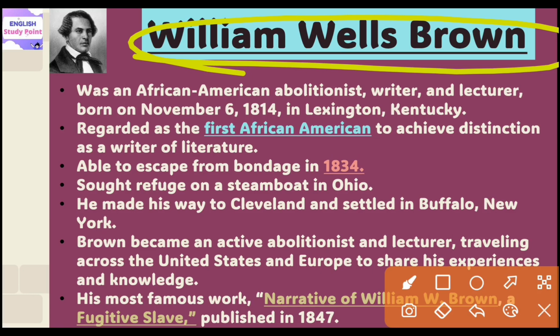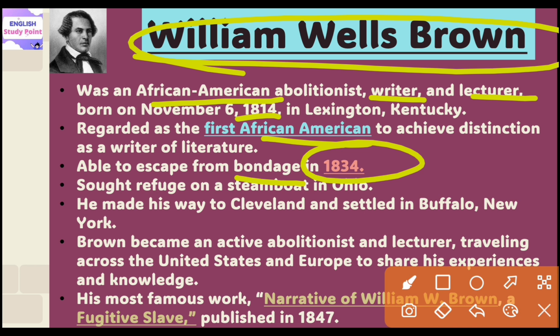He was an African American abolitionist, writer, and lecturer born on November 6 in the year 1814 in a place situated in Kentucky called Lexington. He was regarded as the first African American to achieve distinction, meaning he achieved great excellence or prominence as a writer of literature, and he was able to escape from bondage in the year 1834. He sought shelter on a steamboat in Ohio.